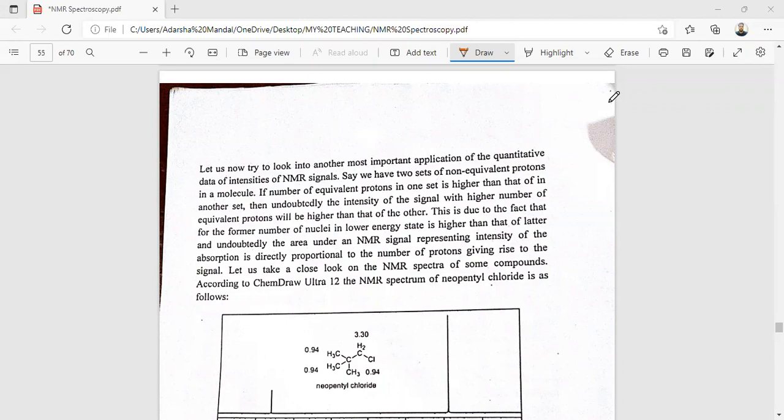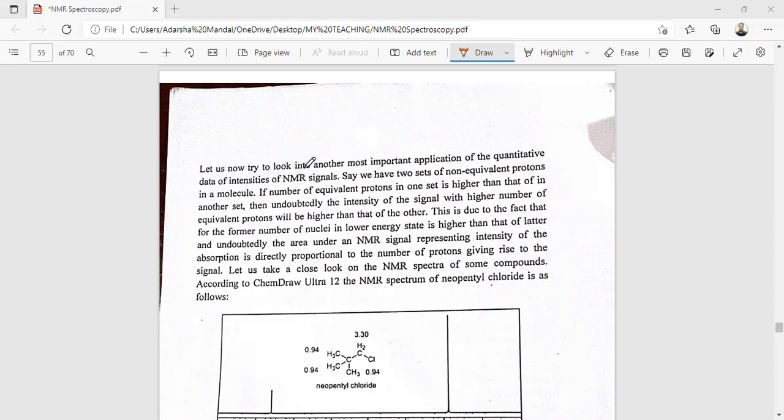So in this class, I will teach about NMR spectroscopy. So, how the intensity of the NMR signal depends. So first, in this example, the neopentyl chloride.